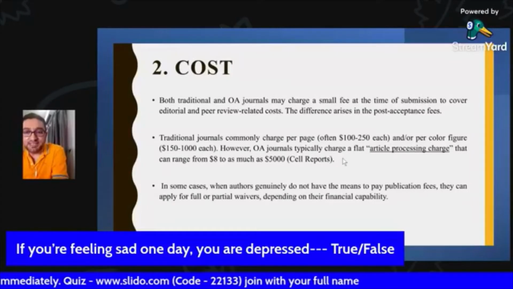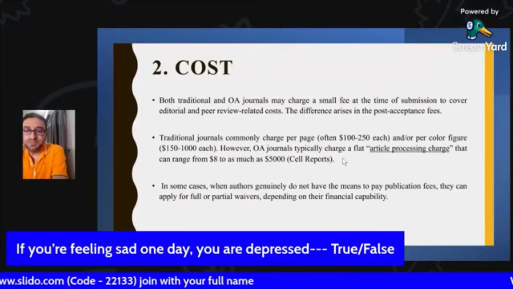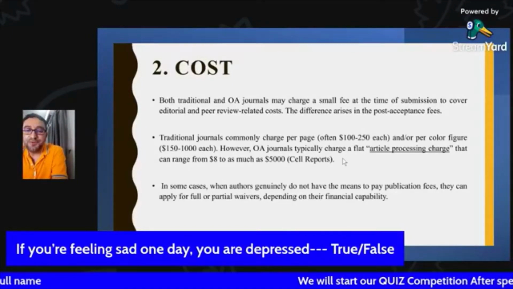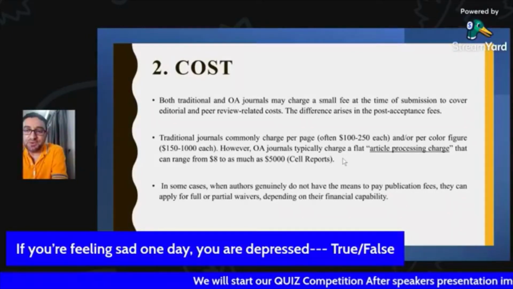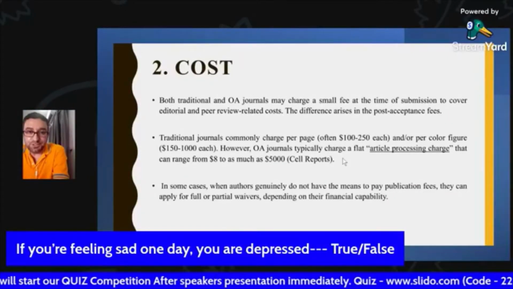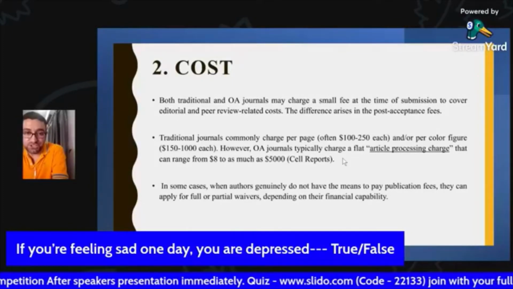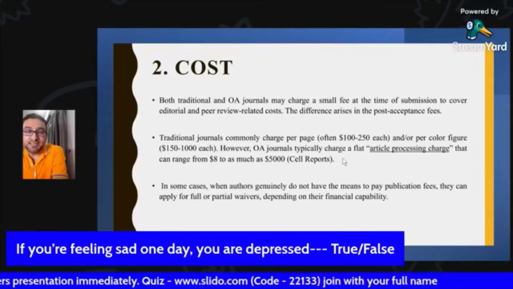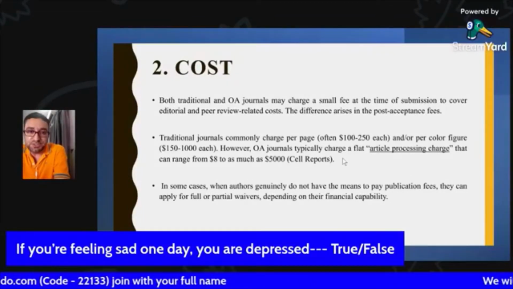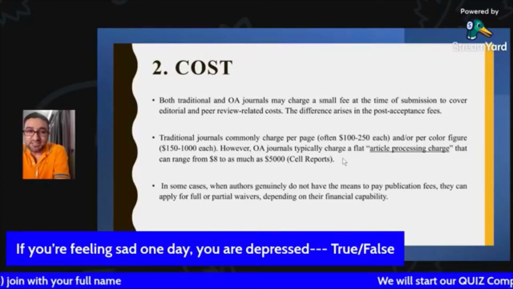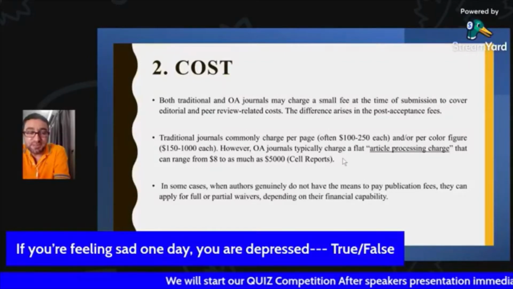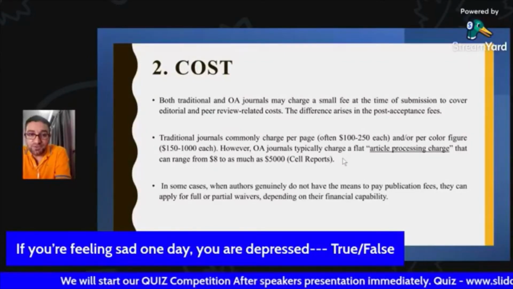In some cases, when authors genuinely do not have the means to pay publication fees, they can apply for full or partial waivers, depending on their financial capability. Sometimes the university can support the student or the researcher to publish, or if you can declare that you don't have any source of funds from your university or institution, sometimes the journal itself can give a waiver, like around 20 or 30, or sometimes can reach 50% waiving of fees.